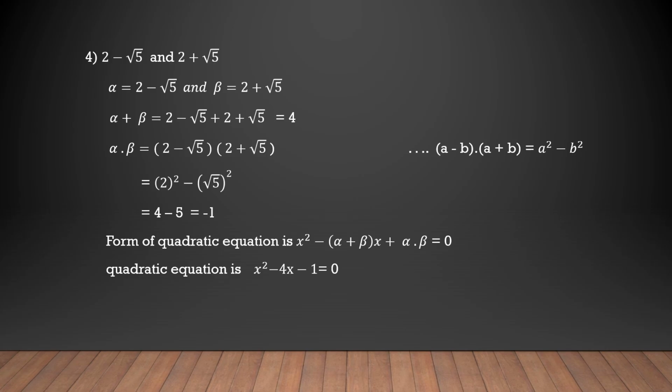Means alpha into beta is equal to minus 1 and alpha plus beta is equal to 4. So the form of quadratic equation is x square minus (alpha plus beta) x plus alpha into beta is equal to 0. Then we put the value of alpha plus beta and alpha into beta in this equation. So we put x square minus (alpha plus beta is 4), so we write minus 4x, and alpha into beta is minus 1, so minus 1 is equal to 0. x square minus 4x minus 1 is equal to 0. Quadratic equation is x square minus 4x minus 1 is equal to 0.